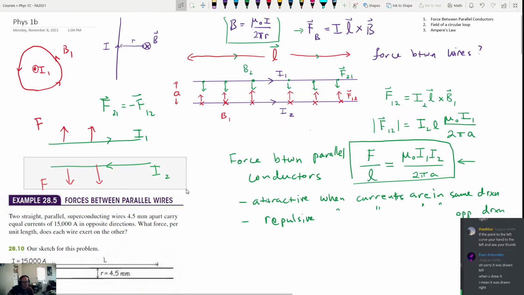This I2 is left. This I2 is right. This is right.